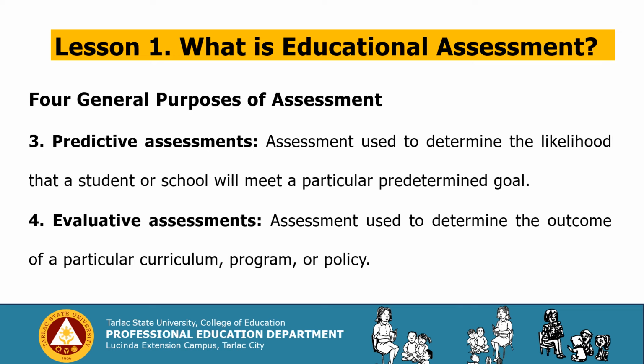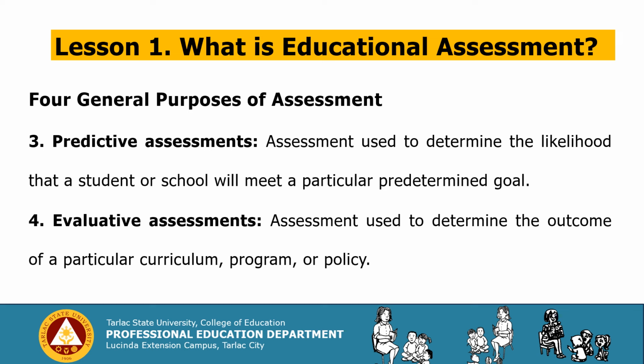Number three is predictive assessment. Assessment used to determine the likelihood that a student or school will meet a particular predetermined goal. One common type of predictive assessment used by schools and districts is a benchmark or interim assessment, which is designed primarily to determine which students are on track for meeting end-of-year achievement goals. Example, interim reading assessment to determine whether a student is on track to pass the state reading assessment required under Title 1A.